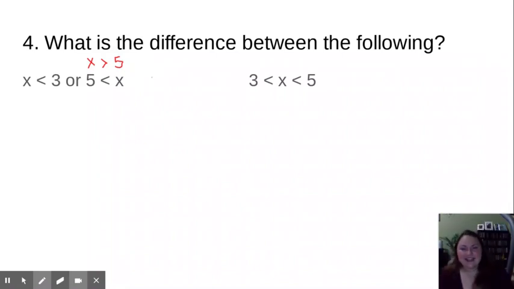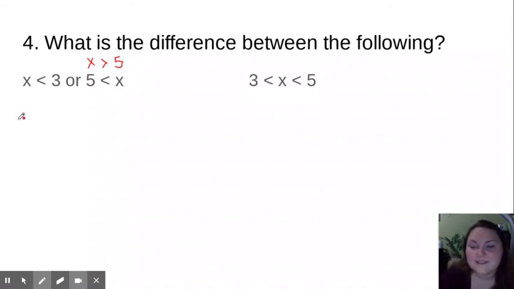Well, what is that saying? It's saying there are 2 possibilities for x. X could be less than 3, so that's 2, 1, 0, all those negative numbers. Or x could be greater than 5. What numbers are greater than 5? Well, 6, 7, 8, 9, 100, 1,000, tons of numbers.